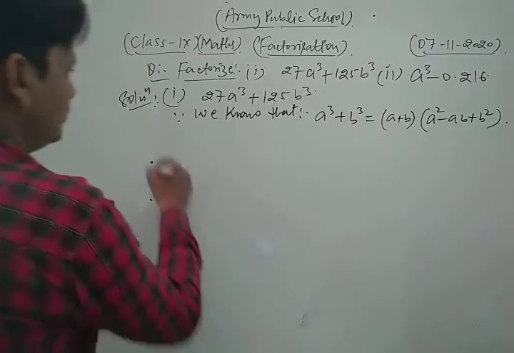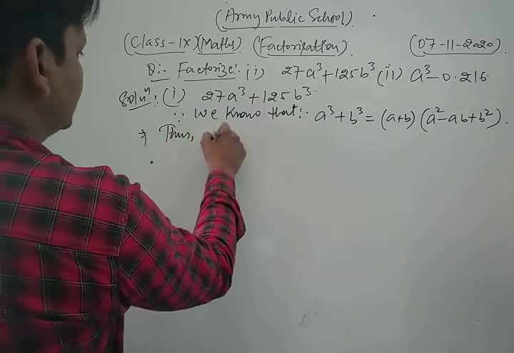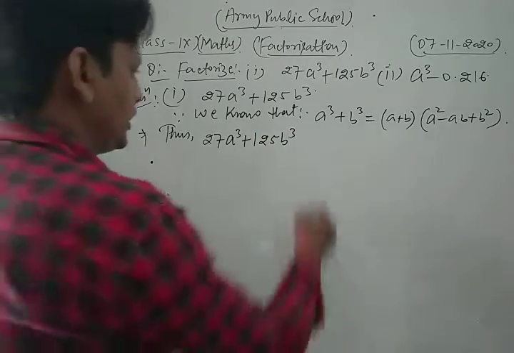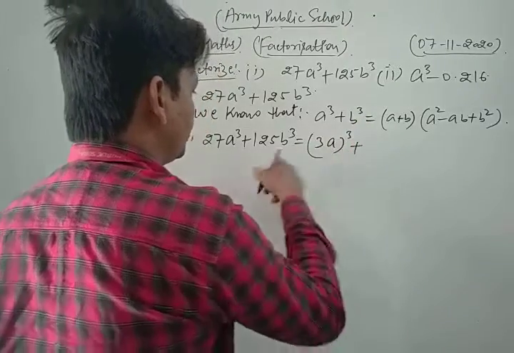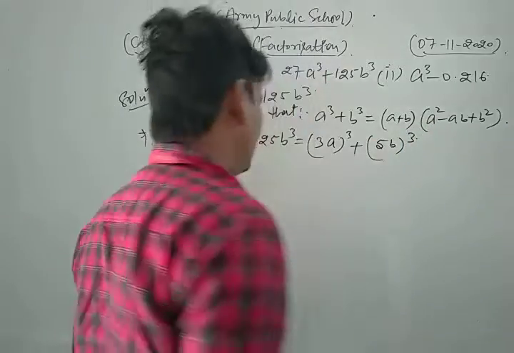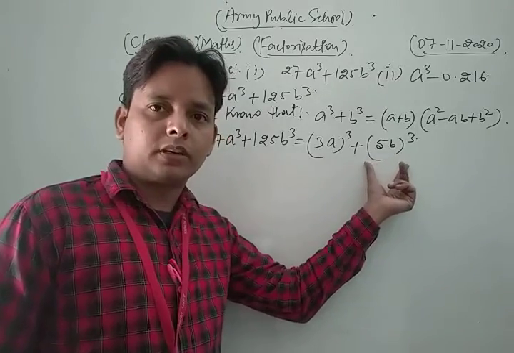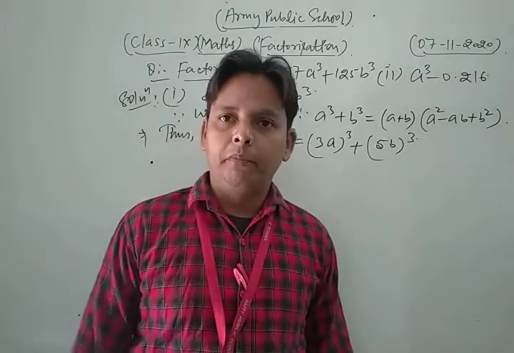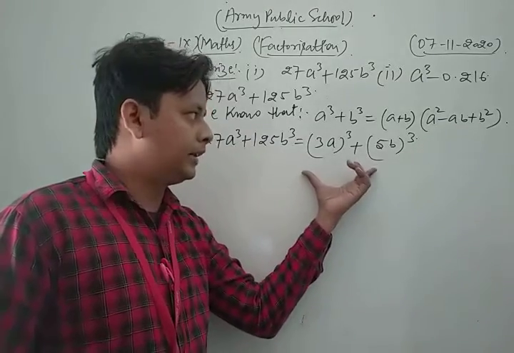Let's see. From the question, this is 27a³ + 125b³. Now we can write, dear friends, 27a³ as (3a)³ plus 125b³ as (5b)³. Now this is in the form of a³ + b³. Dear friends, the value of a here is 3a, and the value of b is 5b. So now we apply that identity and expand the question.